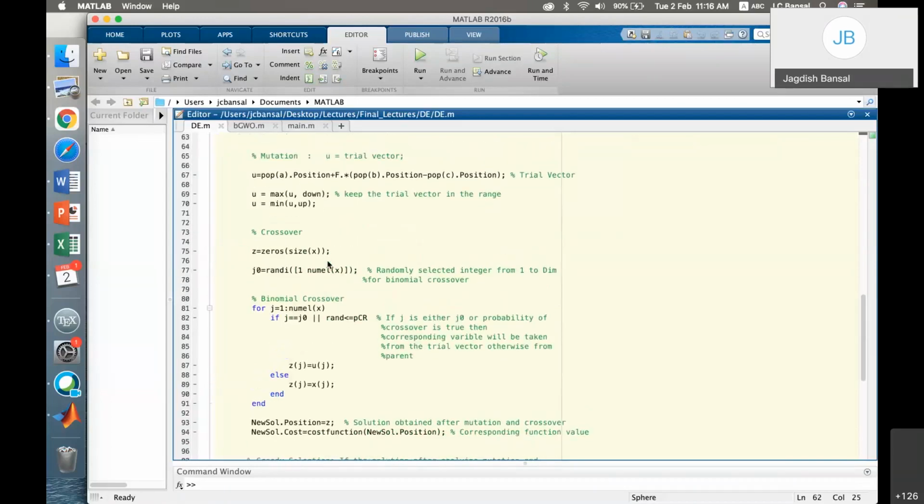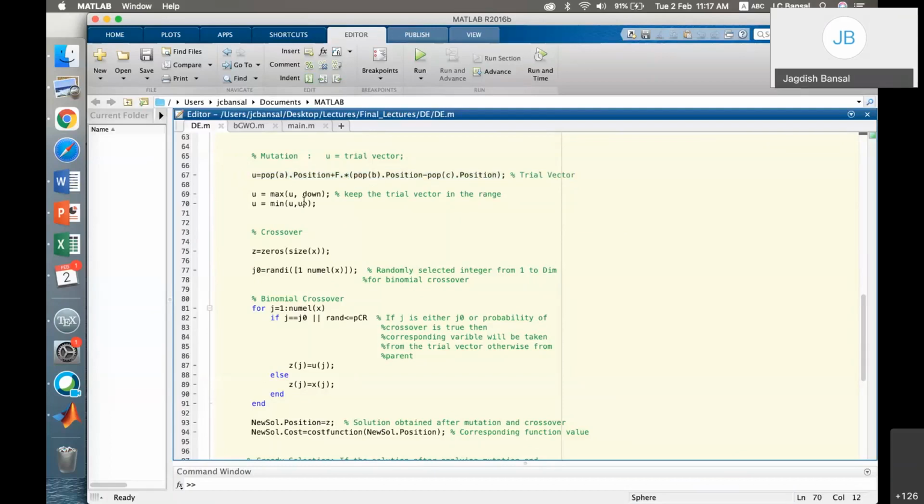And then the mutation operator. This is the formula for the mutation operator. The trial vector is generated in this formula: U equal to the target vector, pop A. A is the target vector, B and C are the other two vectors, plus F, the scale factor, multiplied by, and look here, this is component wise, so dot multiplied, right? Component wise: for the first dimension it is separate, for the second dimension it is separate, for the third dimension it is separate. These are the two vectors.